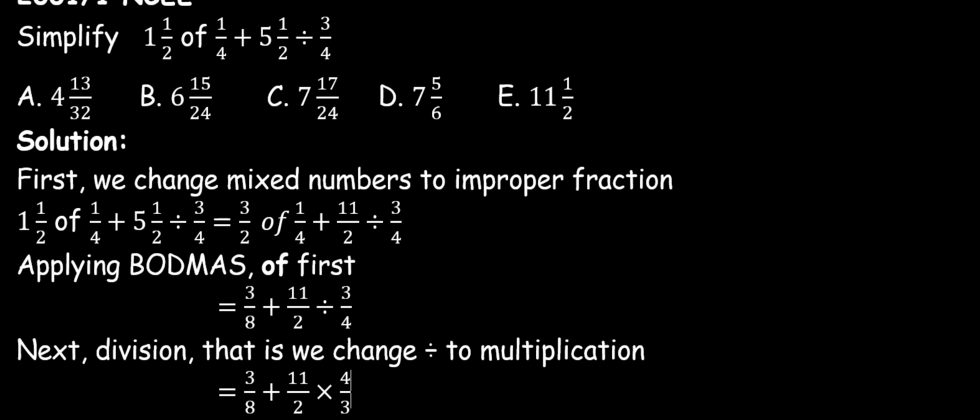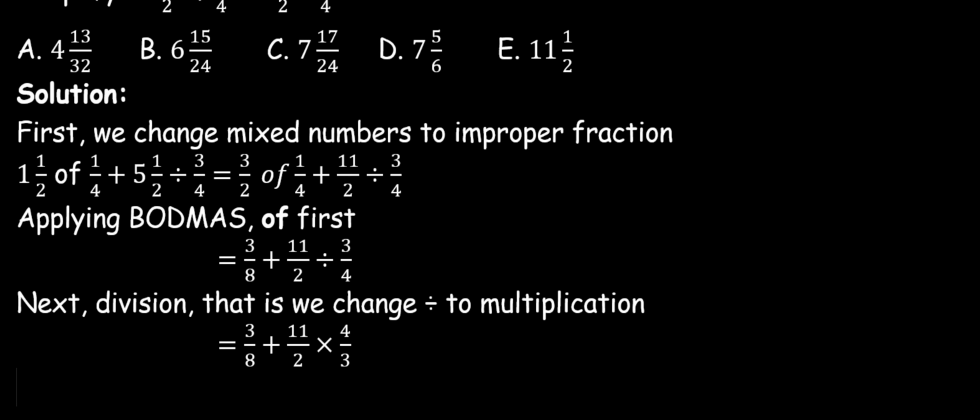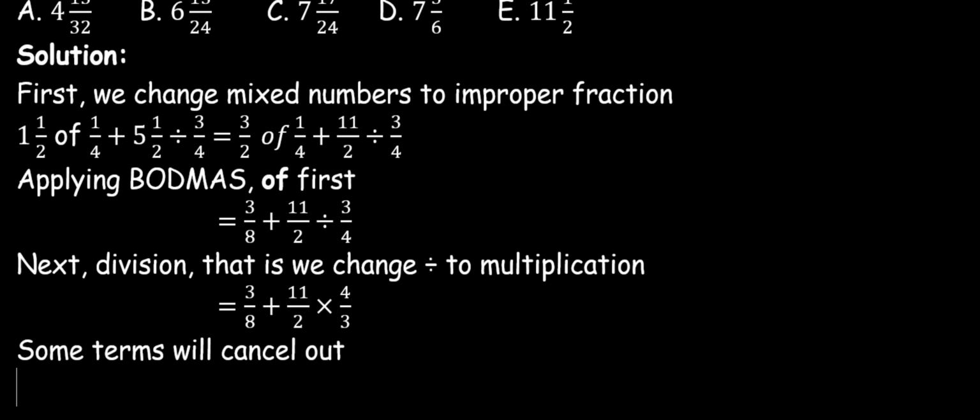When changing from division to multiplication, you must invert the number there. The numerator becomes the denominator. Do the multiplication first, since we are not dealing with addition. In multiplications, some terms will cancel out. So 2 at the denominator will cancel out with 4 at the numerator, and the result will become 3 over 8 plus 11 over 1 times 2 over 3.